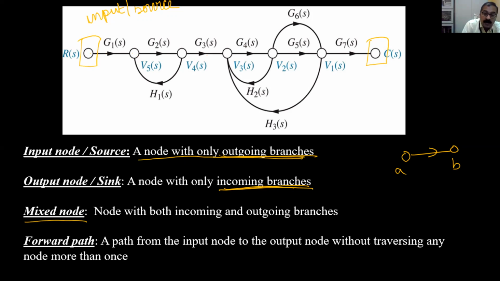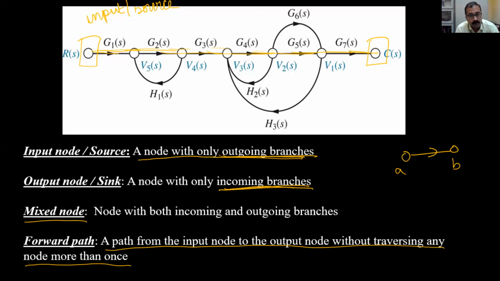Now you see path. What do you mean by path? Path means it should start from the input node, proceed in the same direction and reach the output node, and it should not touch a node more than once. That is what is called a path or a forward path. A path from the input node to the output node without traversing any node more than once is called a forward path. So you can see here, this is one possible forward path which I'm drawing in yellow.